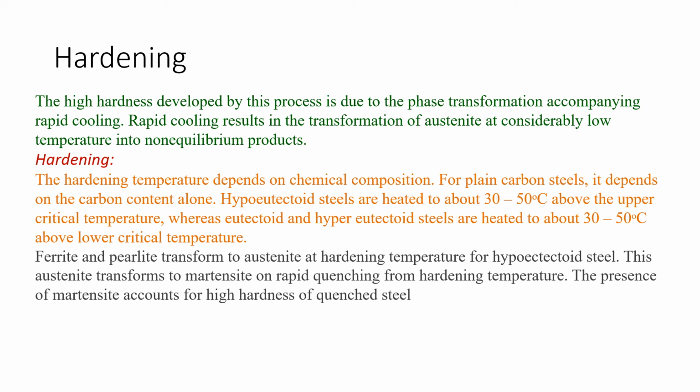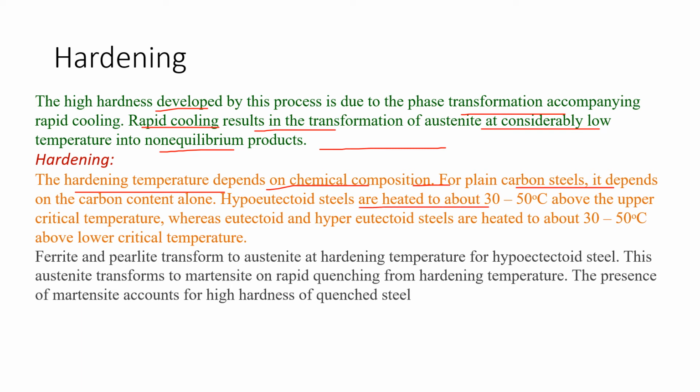The high hardness developed by this process is due to the phase transformation accompanying rapid cooling. Rapid cooling results in the transformation of austenite at considerably low temperature into non-equilibrium products. The hardening temperature depends on the chemical composition. For plain carbon steel, it depends on the carbon content alone.